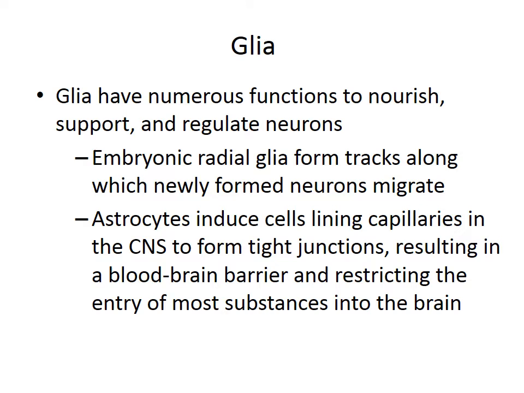Astrocytes are also support cells, and they induce cells lining capillaries in the central nervous system to form tight junctions, resulting in a blood-brain barrier, which is never breached, and restricting the entry of most substances into the brain. So we need a blood-brain barrier because we may eat a whole bunch of stuff, and we don't need all of that mess to go to the brain. We need only the good stuff. So most bacteria, everything is cut off.